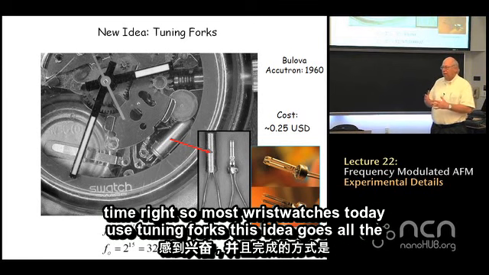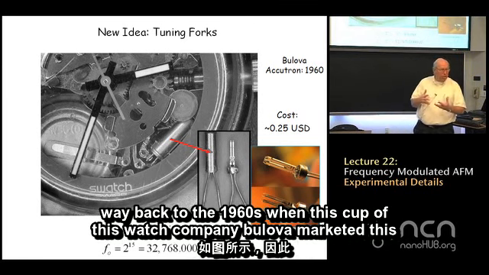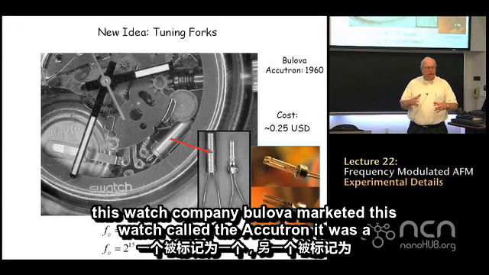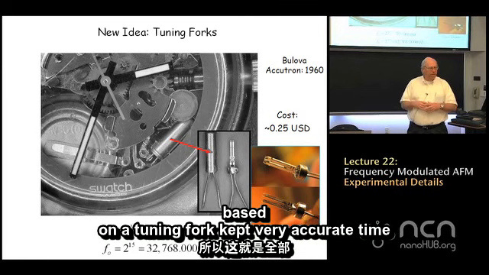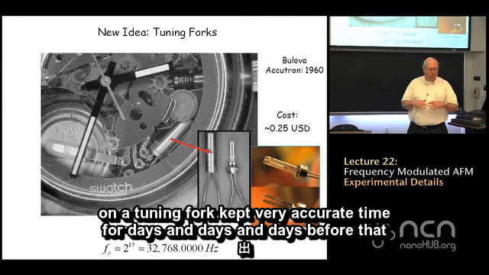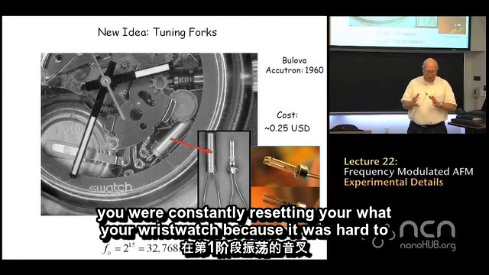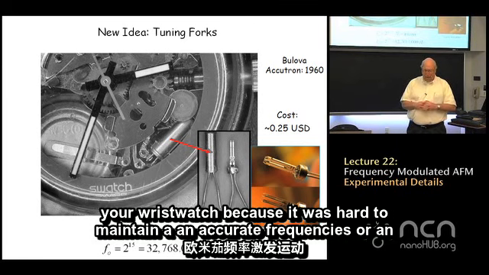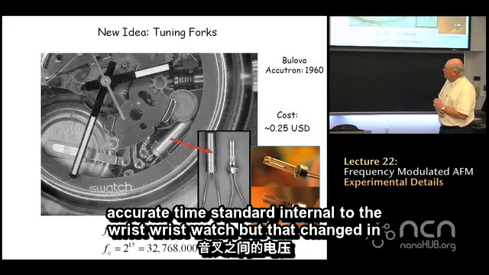This idea goes all the way back to the 1960s when this watch company Bulova marketed this watch called the Accutron. It was a revolutionary watch at the time. It was based on a tuning fork, kept very accurate time over days and days and days. Before that, you were constantly resetting your wristwatch because it was hard to maintain an accurate frequency or an accurate time standard internal to the wristwatch, but that changed in 1960.